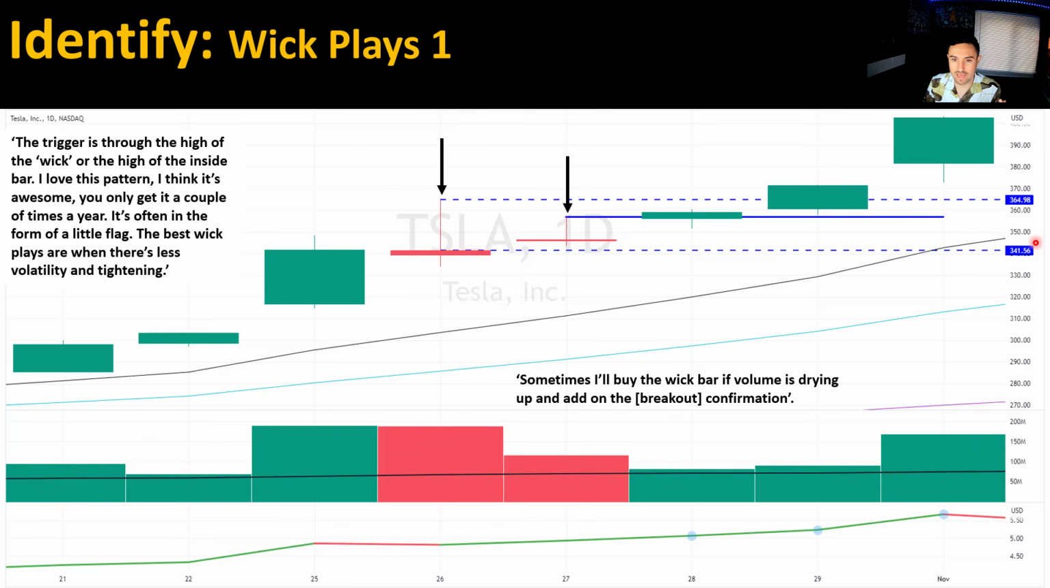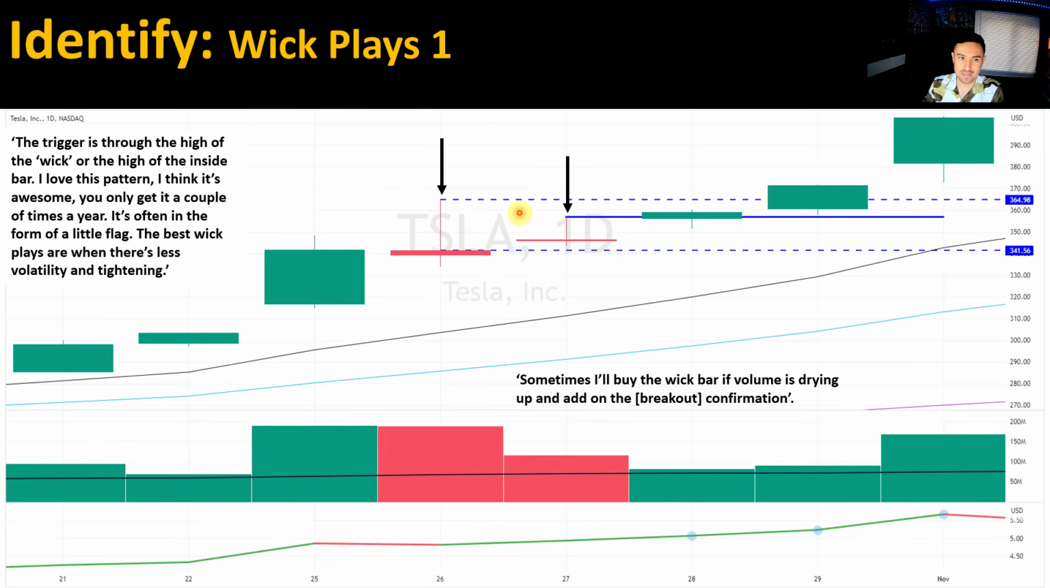So the range of that is from 341.56 to the high there at 364.98. And then do you see how you get this bar that trades within the range of the wick? So from 341.56 to 364.98. See how it's trading within this range? So it's an inside bar, but it's an extremely tight inside bar.